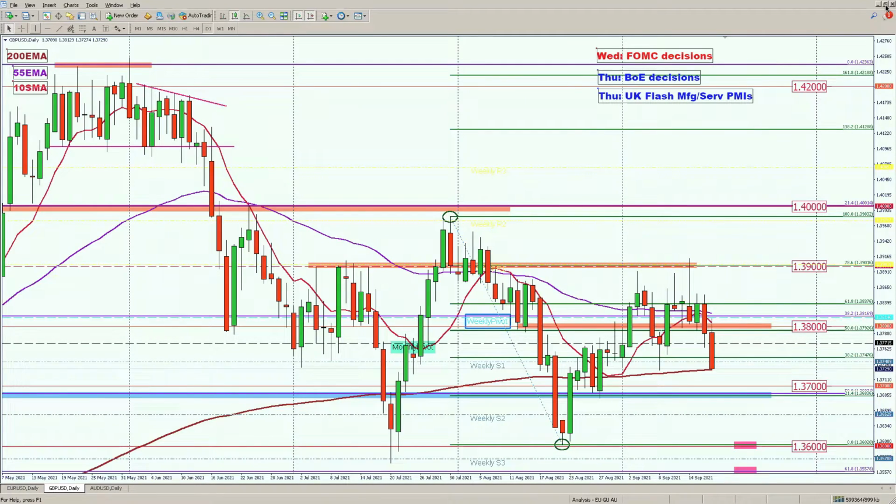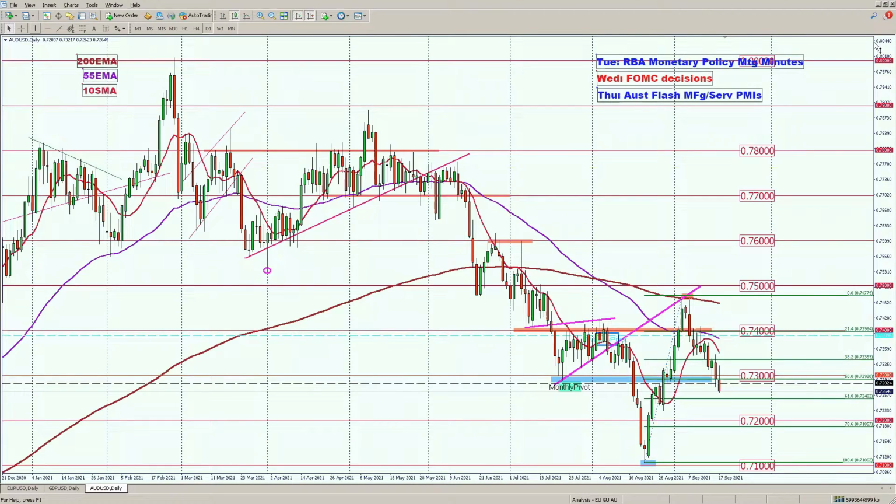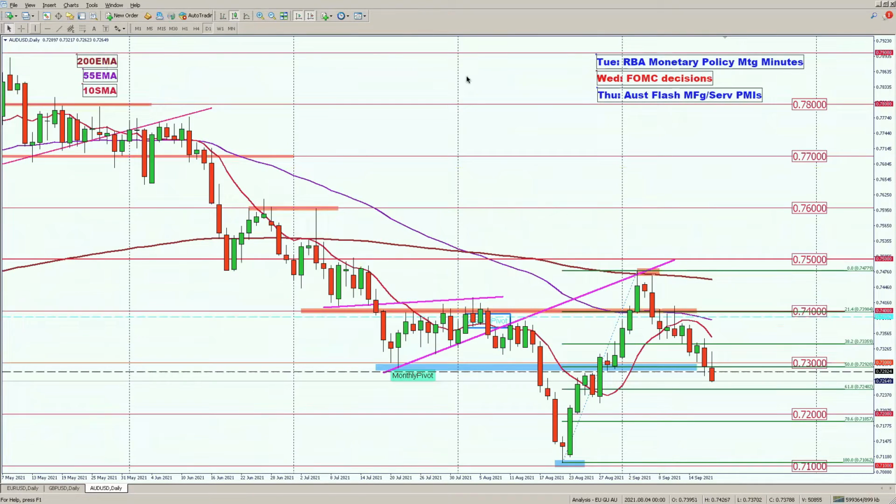Let's move on to the Aussie dollar. And for the RBA, they are releasing their monetary policy meeting minutes on the Tuesday. So that's another central bank activity for this coming week, starting with the RBA and the FOMC, and then the Bank of England on Thursday.